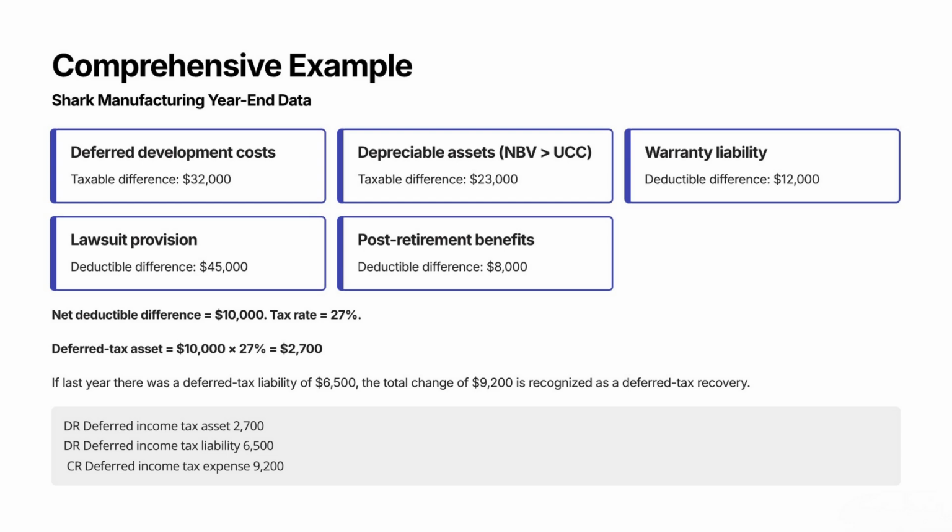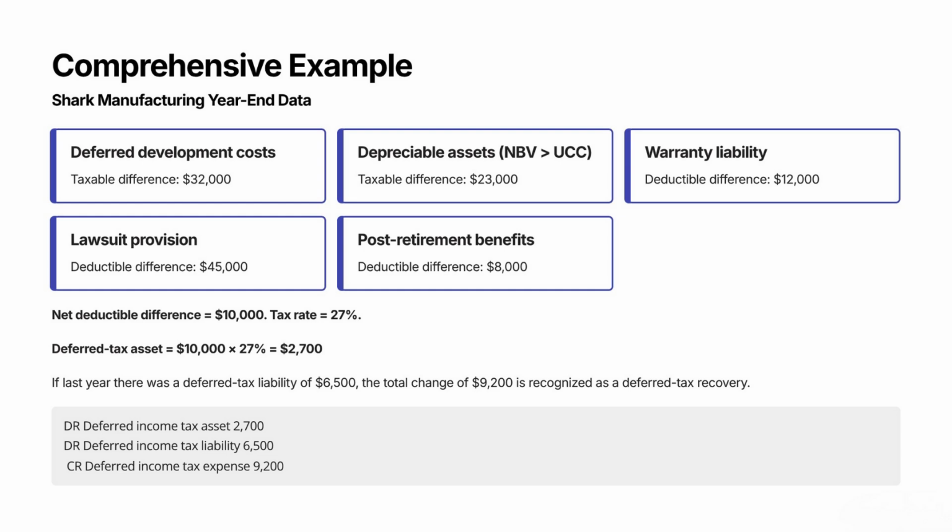But that's not the full story. Last year, they actually had a deferred tax liability of $6,500. So we need to update the balance. After applying this year's amount, the ending balance becomes a net deferred tax asset of $2,700. That means the total change from last year to this year is $9,200. And because we're moving from a liability to an asset, this results in a deferred tax recovery.